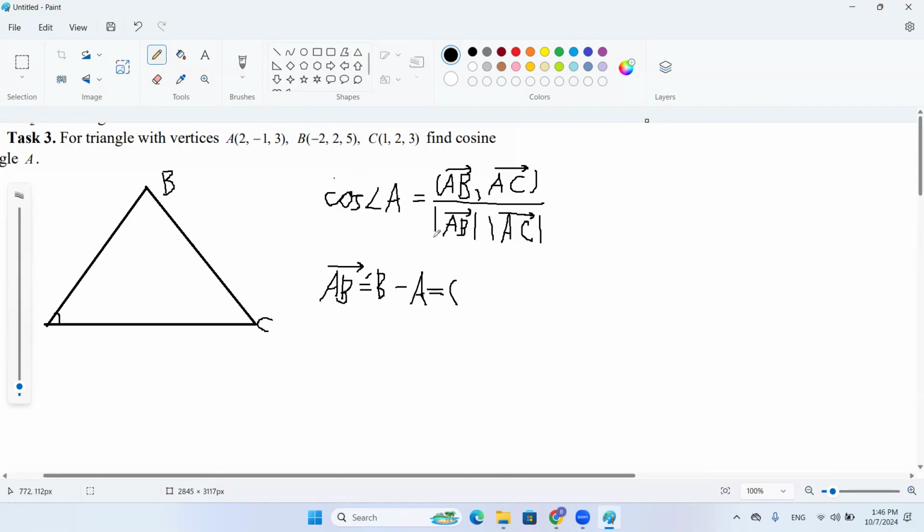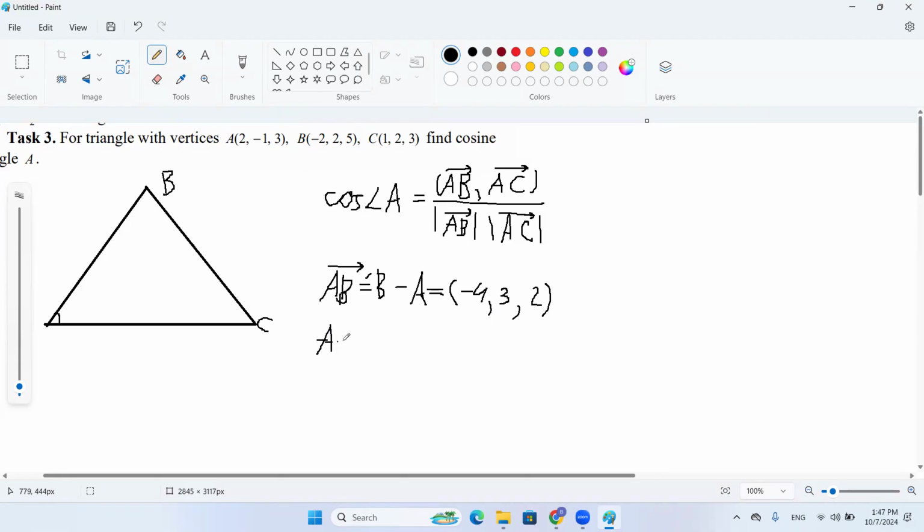And what will we have? Minus 2, it will be -4. Then 2 plus 1, it will be 3. And 5 minus 3, 2. So these are the coordinates.